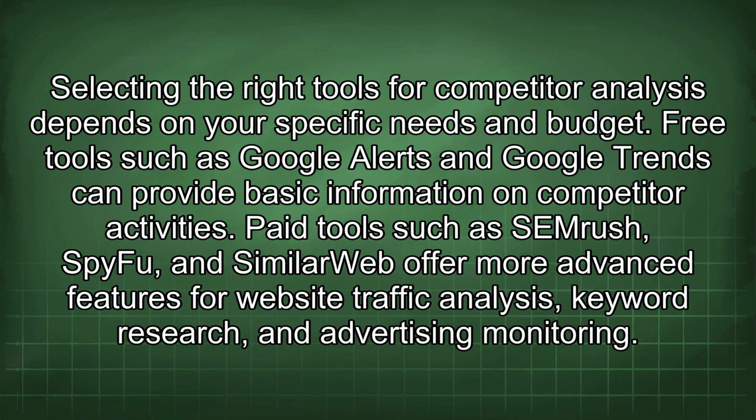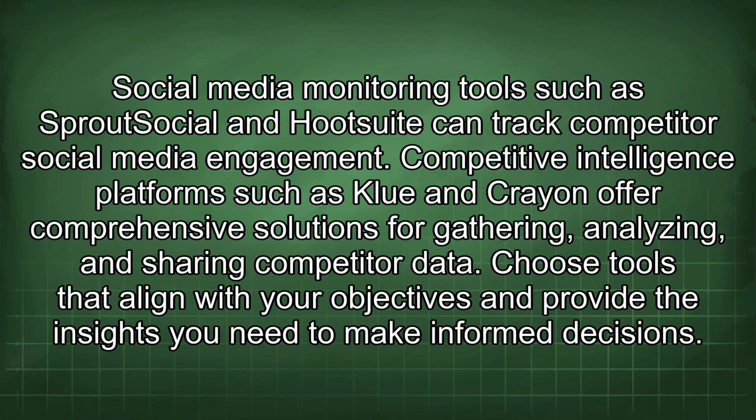Selecting the right tools for competitor analysis depends on your specific needs and budget. Free tools such as Google Alerts and Google Trends can provide basic information on competitor activities. Paid tools such as SEMrush, SpyFu, and SimilarWeb offer more advanced features for website traffic analysis, keyword research, and advertising monitoring. Social media monitoring tools such as Sprout Social and Hootsuite can track competitor social media engagement.